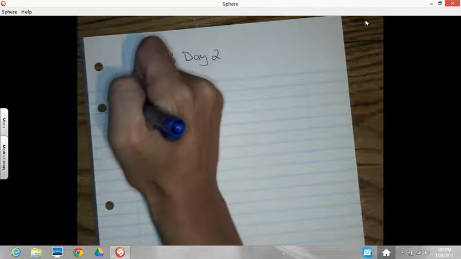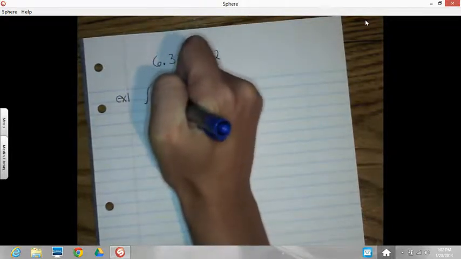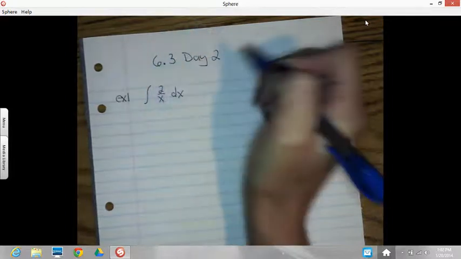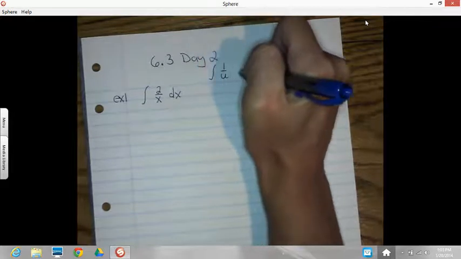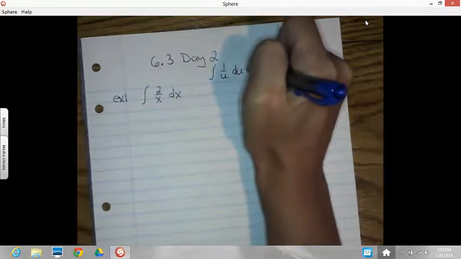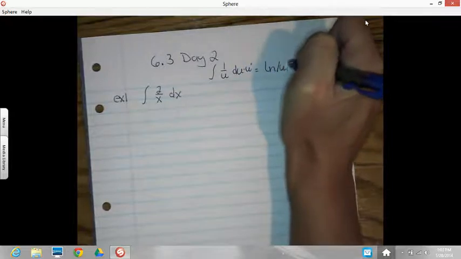So our first example, we've got the integral of 2 over x dx. Okay, I'm going to write that rule down up here. I'm looking to get 1 over u du times u prime. Then I can integrate that to the natural log of the absolute value of u plus c.